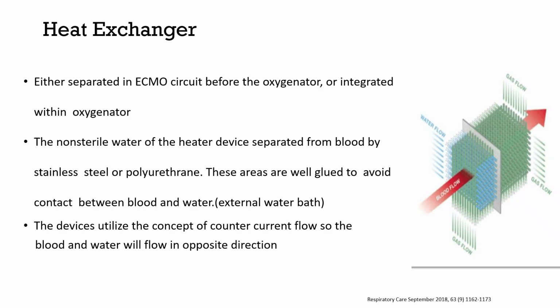The heat exchanger is a very important part in the ECMO circuit, which is either separate in the circuit before the oxygenator or integrated within the oxygenator. Non-sterile water from the heater device is separated from the blood by stainless steel or polyurethane. These areas are well glued to avoid contact between the blood and the water, like an external water bath. The device utilizes the concept of counter-current flow, so the blood and water flow in opposite directions, warming the blood.